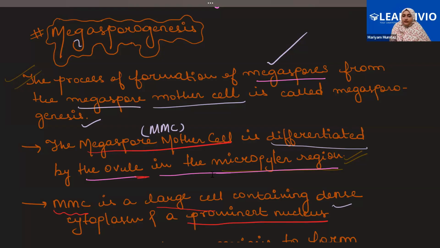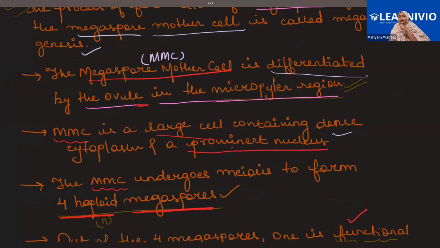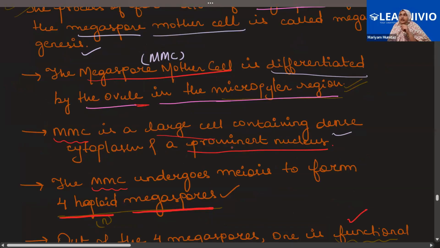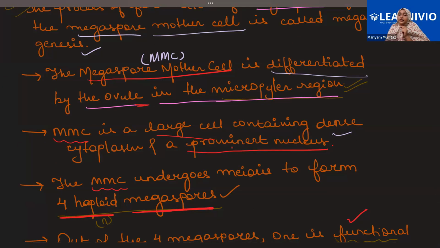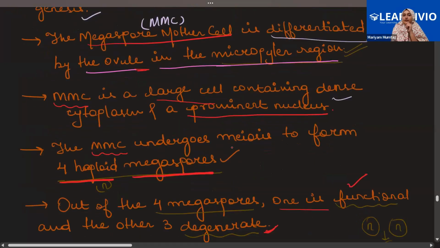Now after that, this megaspore mother cell is a large cell containing dense cytoplasm and a prominent nucleus, meaning it has a thick cytoplasm and a very showy nucleus. Showy means that you can easily visualize the nucleus. That is a prominent nucleus.